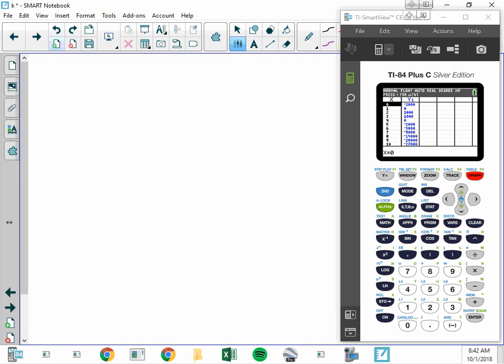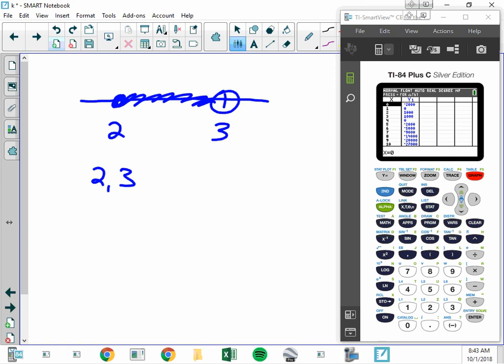So, a really quick review on interval notation. How do I write that interval using interval notation? Well, it would be 2 comma 3, bracket parenthesis. Does that make sense? The left side counts. 2 is part of the answer, but the right side does not. Okay. What about this?